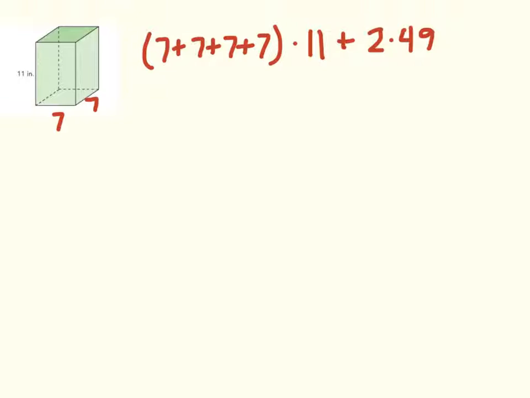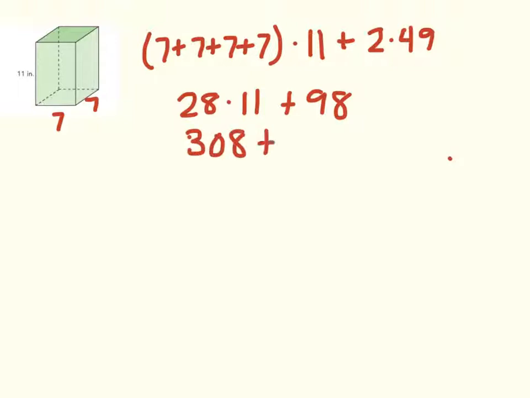Okay. Let's just go ahead and solve this. 7 times 4 is 28, times 11, plus 2 times 49, which equals 98. 28 times 11, excuse me, is 308, plus 98 giving us an answer of 406 inches squared. So our surface area is 406 square inches.